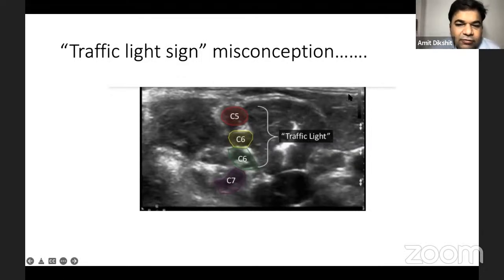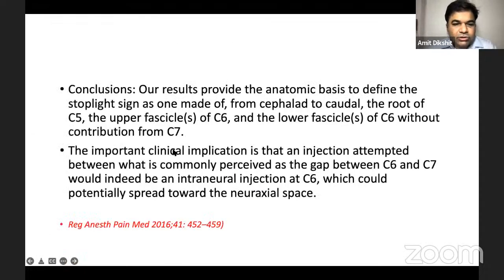So don't bring the needle from the middle scalenus going towards the plexus. Instead, it can be done with an out-of-plane technique, and the drug can be deposited between the brachial plexus elements and the middle scalenus muscle. So we need to know. This was an article which showed the anatomic basis, and it is not always C5, C6, and C7. It could be fascicles, with C5 and C6 dividing into two.